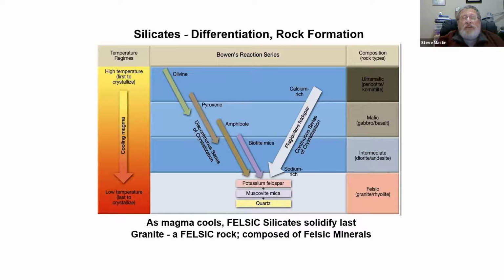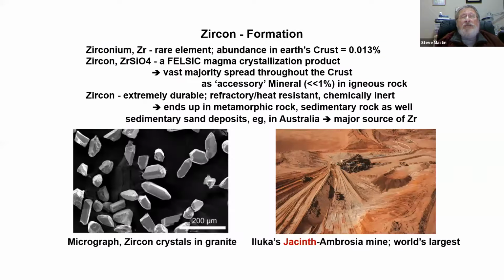And among the felsic rocks is granite, and it's composed of felsic minerals. And one of those felsic minerals is zircon. Now, zirconium is a very rare element, very, very low abundance in the Earth's crust. And it turns out the vast majority of it is spread throughout the crust as what's called an accessory mineral in almost all igneous rocks all over the world.